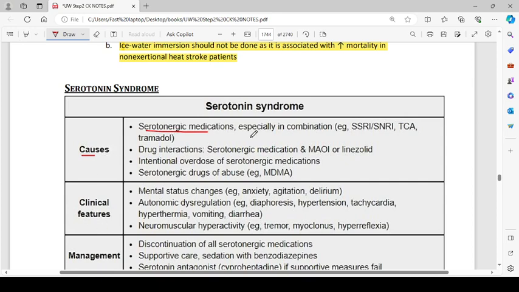So causes are serotonergic medications, especially in combination, for example, SSRIs, SNRIs. On top of that, you took tricyclic antidepressants or tramadol. Drug interactions like serotonergic medications and monoamine oxidase inhibitor or linezolid. Intentional overdose of serotonergic medications and serotonergic drug abuse, for example, MDMA.